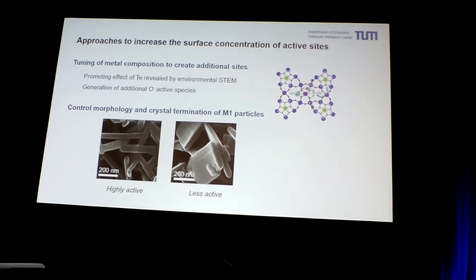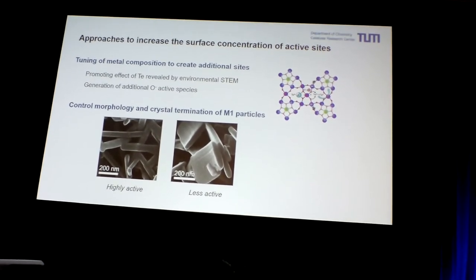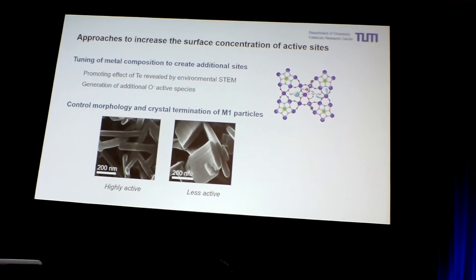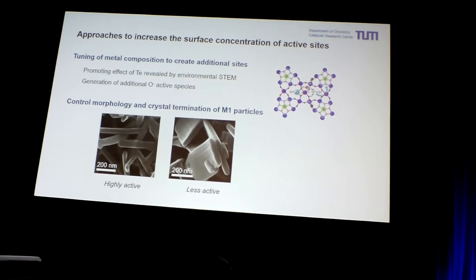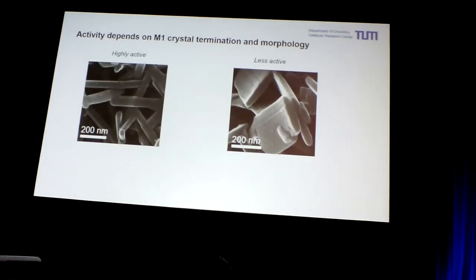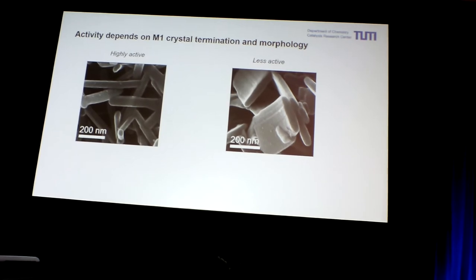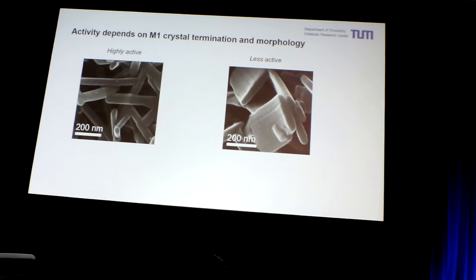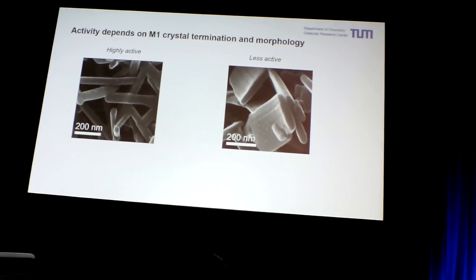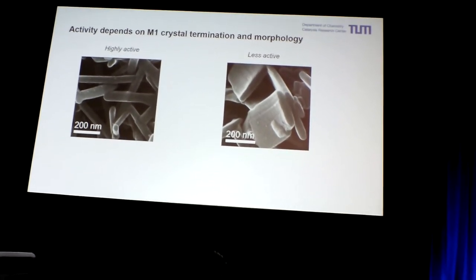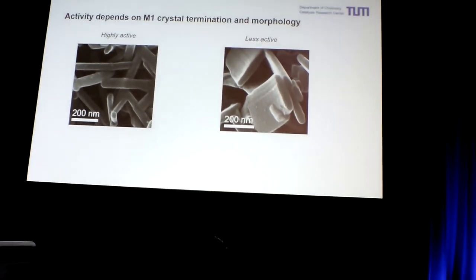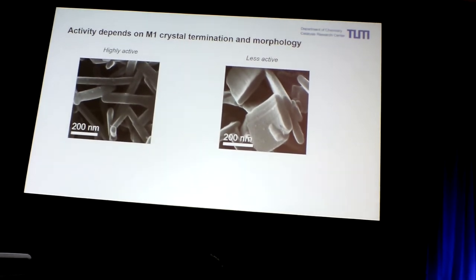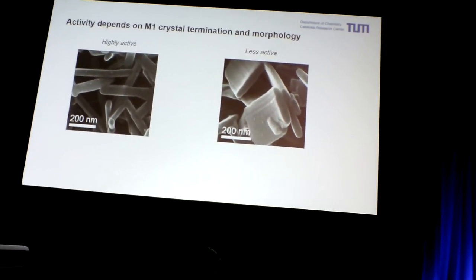And then in the second part, we're going to discuss how we can change the morphology and the crystal definition in order to increase our activity. It is known that the morphology of M1 particles affects activity. I will show you here these two cases, where on the left we have particles that are more like rods and on the right particles that are a little bit more flattened. And the ones on the left belong to an M1 sample that is much more active than the one on the right.